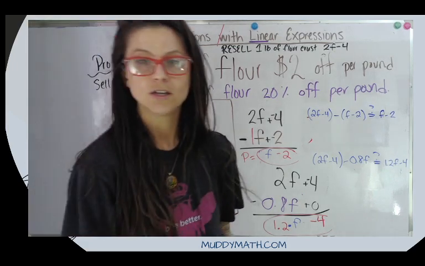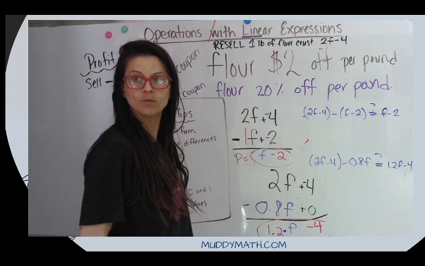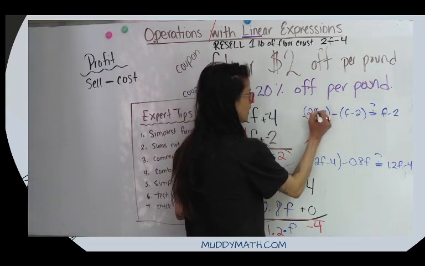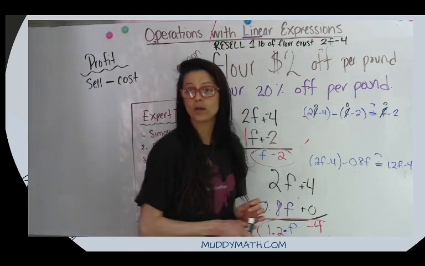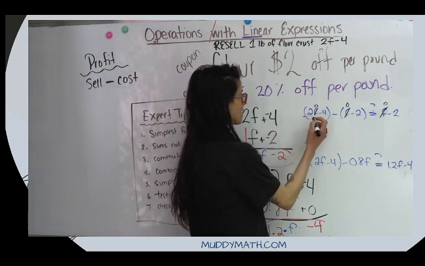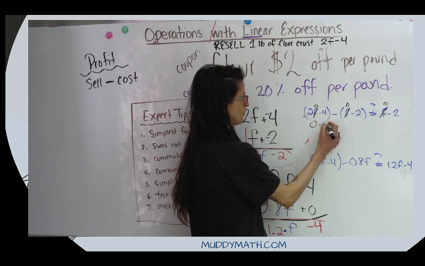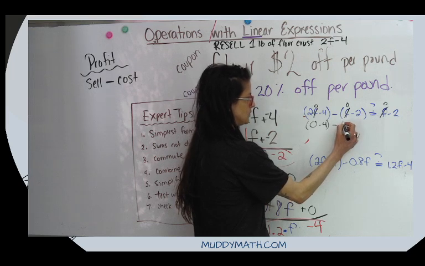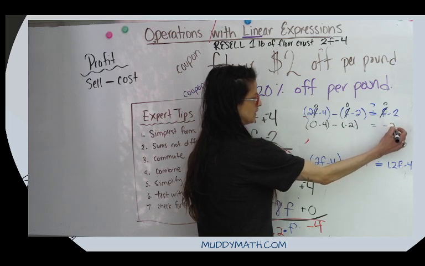And the best way to check these things is if you just use friendly numbers like 0 and 1. So if I use 0 and 1 for f, okay, if I put in 0 for f here, it's a quick way to check because zeros cancel out and it's the additive identity. So 2 times 0 is 0, minus 4, minus 0 minus 2 is negative 2, okay, equals 0 minus 2 is negative 2.